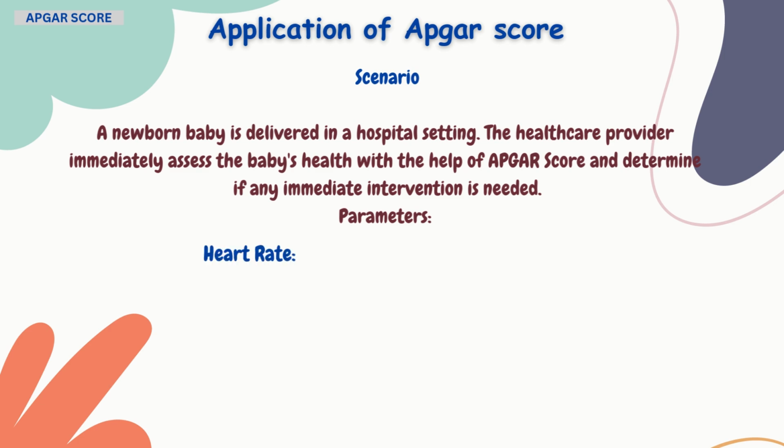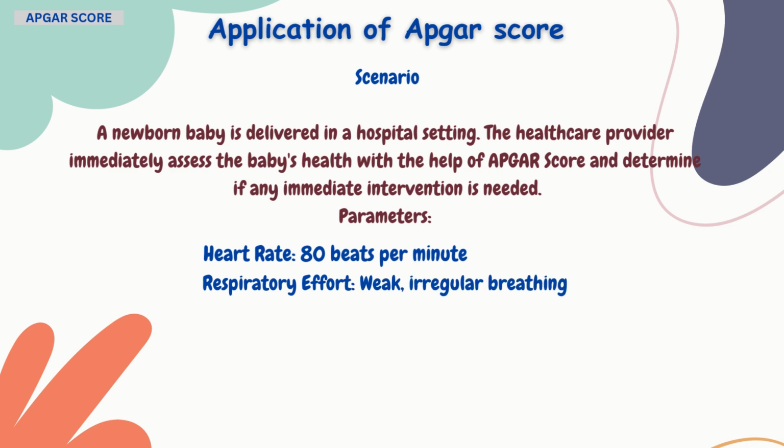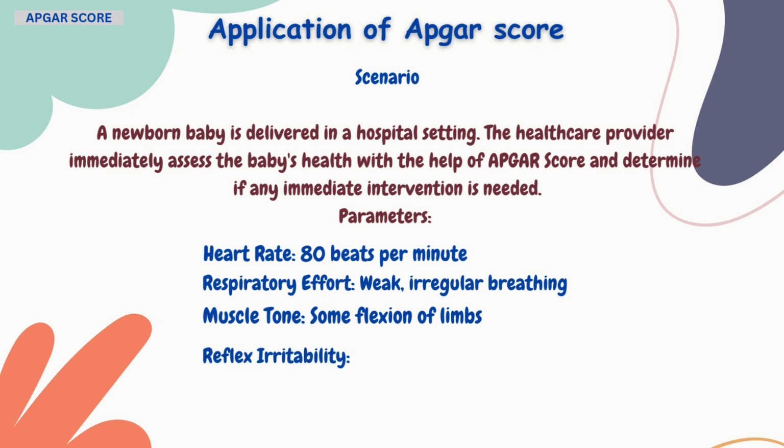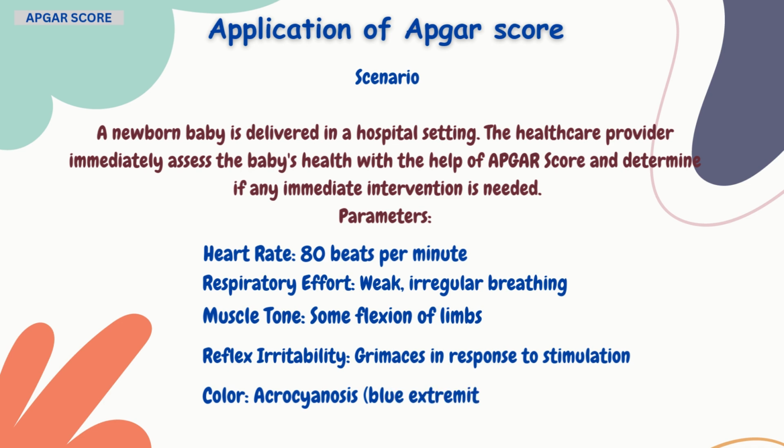We have heart rate, which is 80 beats per minute. We have respiratory rate, where weak and irregular breathing is there. We have muscle tone, which shows some flexion of limbs. Then we have reflex irritability. The infant shows grimaces in response to stimulation, and for the color of the baby, we have acrocyanosis, that means the baby is having blue extremities.